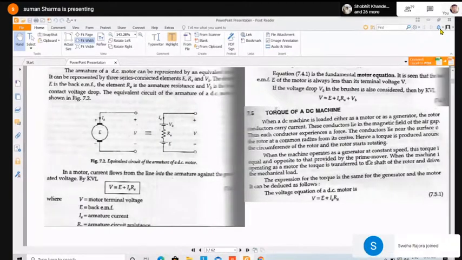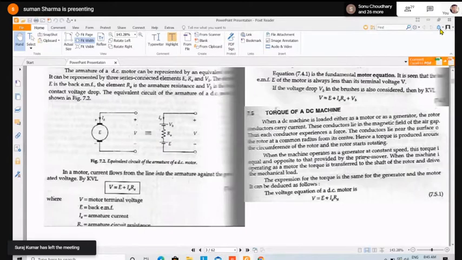When machine is operating as a generator at constant speed, the torque is equal and opposite to that provided by prime mover. In the case of generator, mechanical input is given through prime mover in terms of steam turbine, or you are connecting any other motor, DC motor, to its shaft. That is giving mechanical input to that.